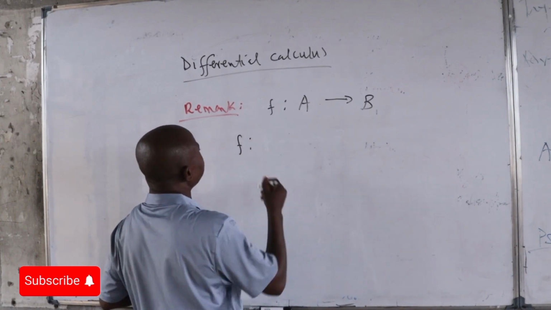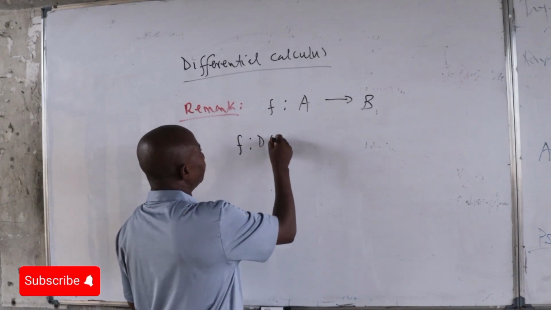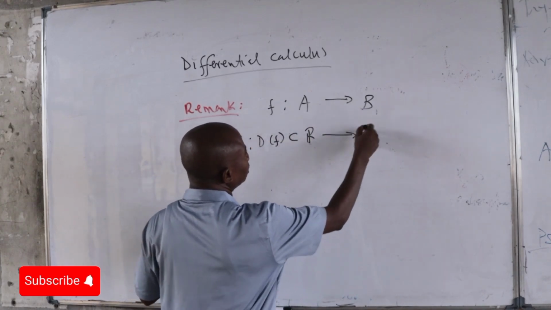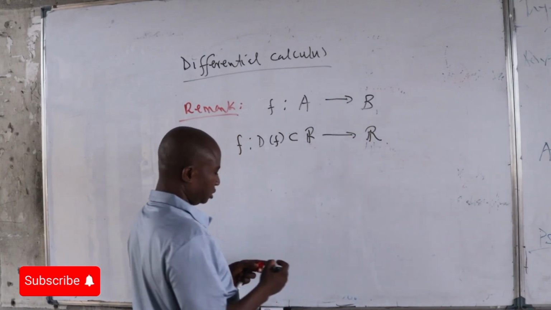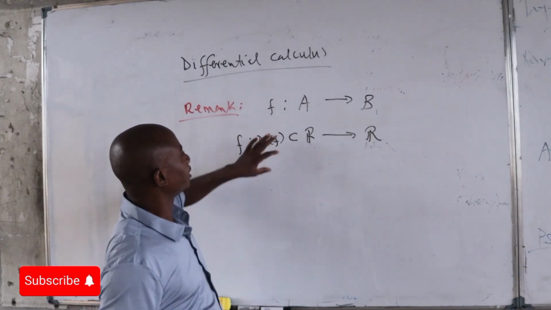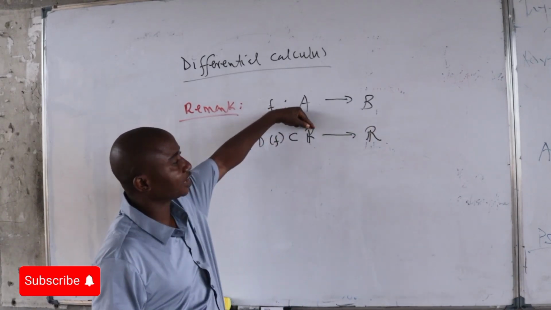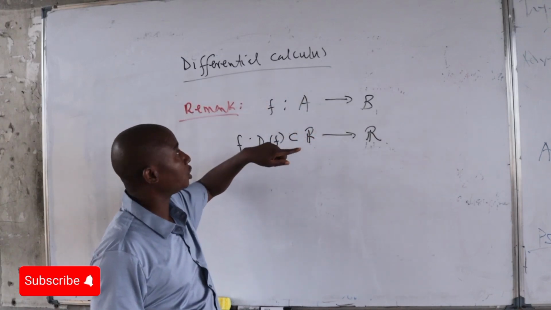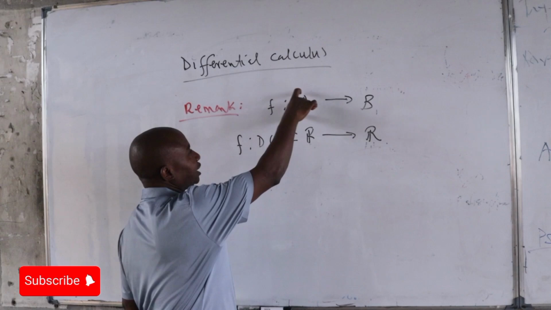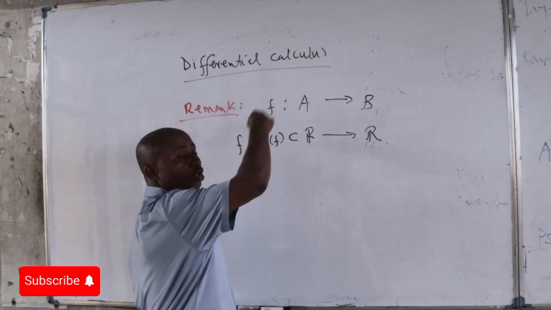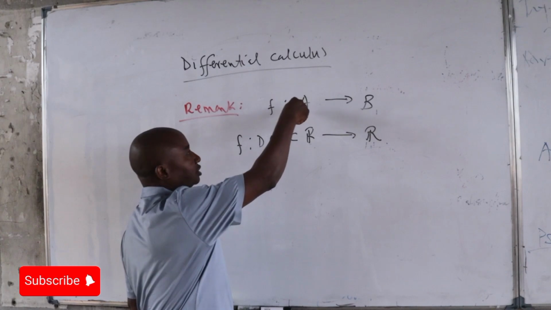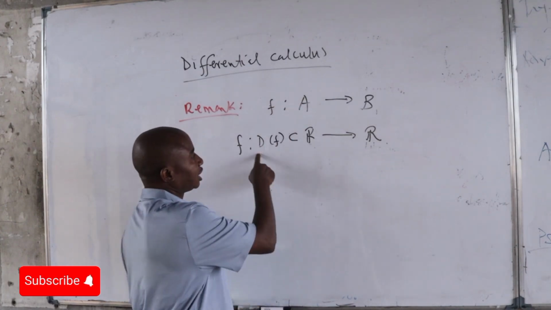I can define f from the domain of f, a subset of the set of real numbers, into the set of real numbers. Fine. That says that the domain is not necessarily the whole of R. So don't have at the back of your mind as you're watching the video that I've said the domain is A, therefore all the time the whole of the set A is necessarily the domain. No, it can be a subset.